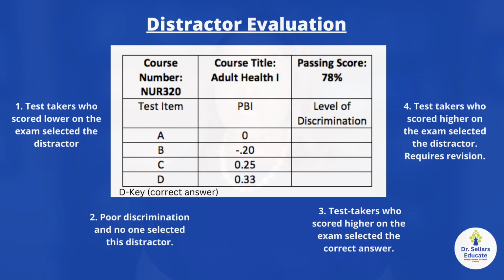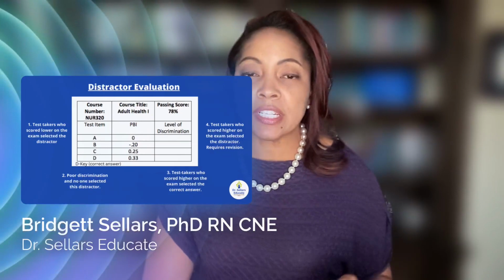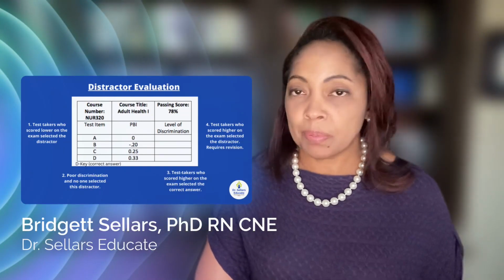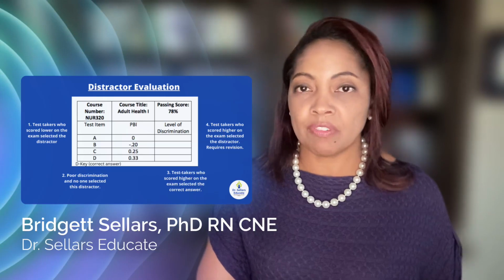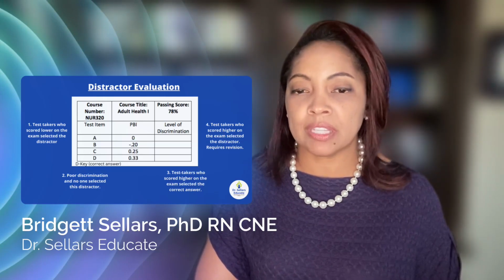Number 3, test takers who scored higher on the exam selected the correct answer. And then number 4, test takers who scored higher on the exam selected the distractor, requires revision. Okay, so what you want to do is think about what is the information that you know based on Dr. Caputi's C&E review book that you have reviewed, or Billings and Halstead. Okay, so that's what you want to think about.